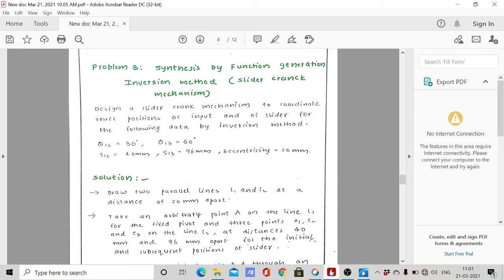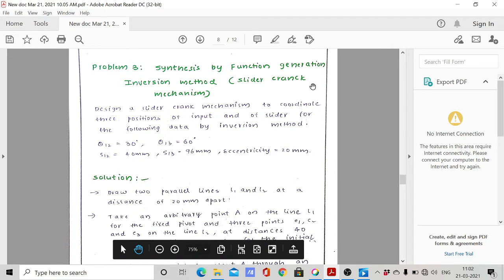Okay, now let's get into problem 3. This problem is also related to synthesis by function generation using the inversion method, but in problem 2 we took a 4 bar link mechanism, while here we are taking a slider crank mechanism. Let's go through the problem first.